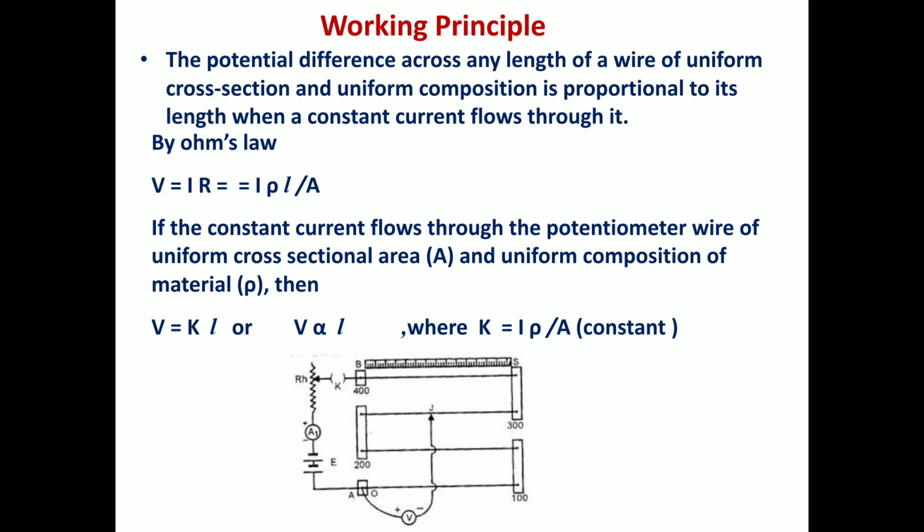Now, we can prove this mathematically by using Ohm's law. We know that according to Ohm's law, V is equal to IR, and you know that R, the resistance, is equal to rho L by A, where rho is the resistivity, L the length, and A the cross sectional area. If constant current flows, I is constant; a potentiometer wire of uniform cross sectional area means A is constant; and uniform composition of the material means rho is constant.